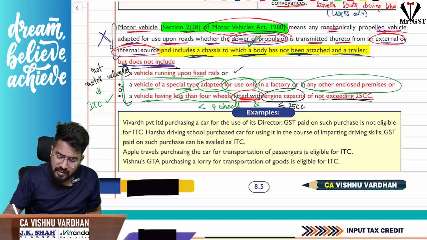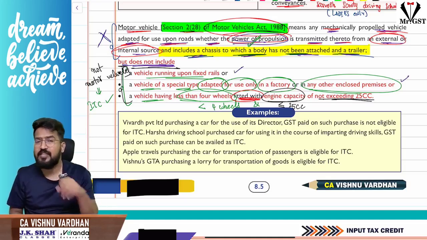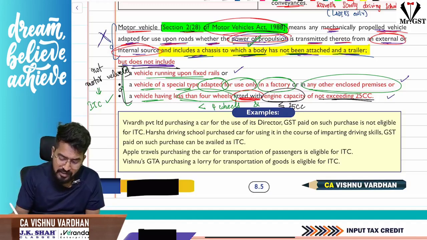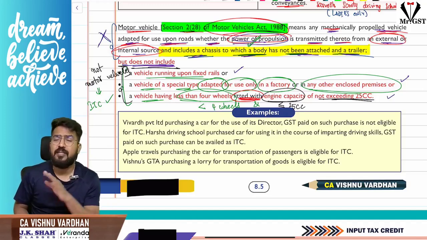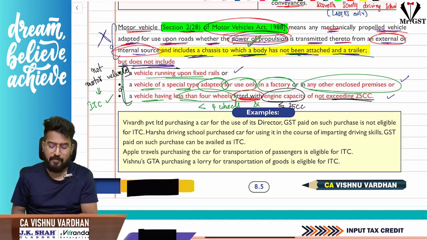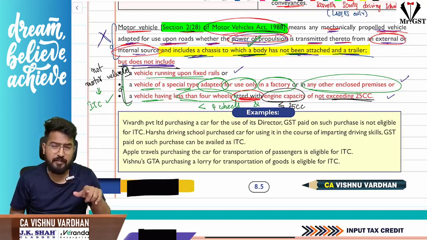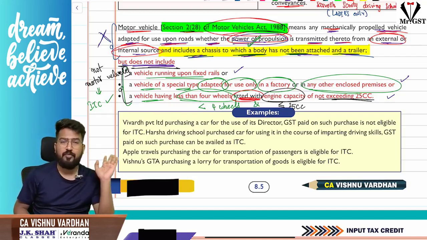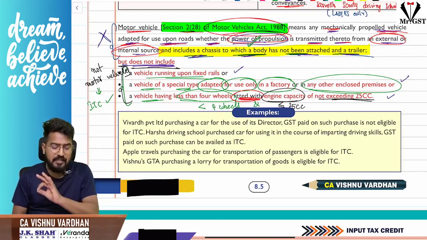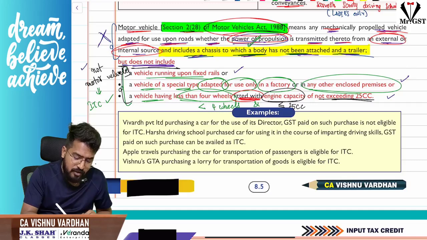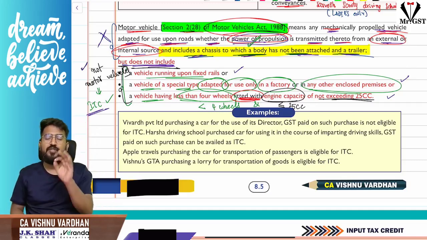Also excluded are vehicles specially adapted for use inside any factory or within closed premises, or any vehicles with less than 4 wheels and fitted with an engine of less than or equal to 25 cc capacity. If it is less than 4 wheels and the engine is less than or equal to 25 cc, it is not a motor vehicle. For example, we are getting some battery cycles, so such things are not motor vehicles, and you can happily enjoy ITC if you buy them. That is a very interesting thing.